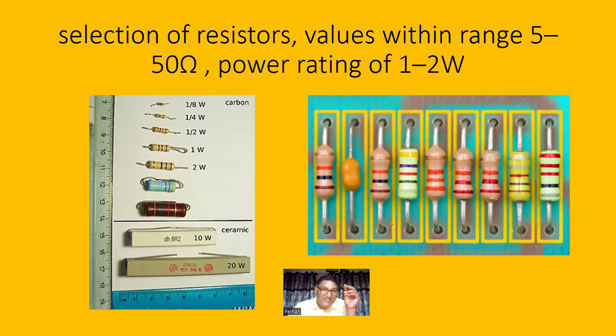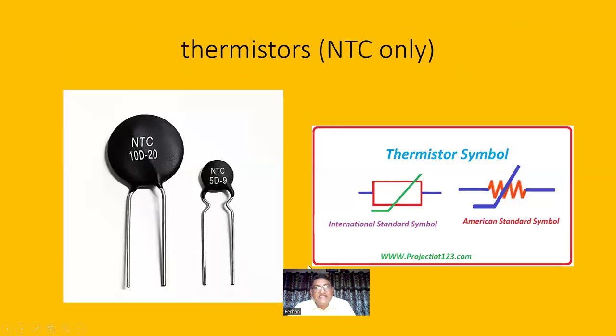Okay. So the resistors are used in the circuits, and you should know their electrical symbol. Then we have these, and these are called thermistors. These are negative temperature coefficient thermistors. That is in our syllabus. Thermistors, this is their electrical symbol. This is the electrical symbol which we use in our syllabus, and this is the American symbol. We use this one in our syllabus.